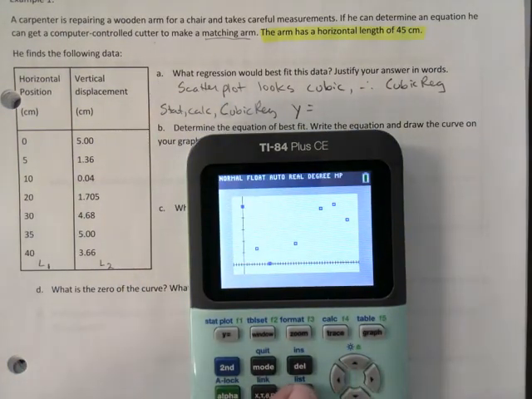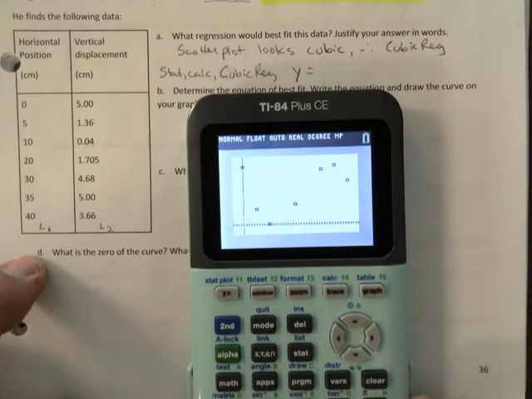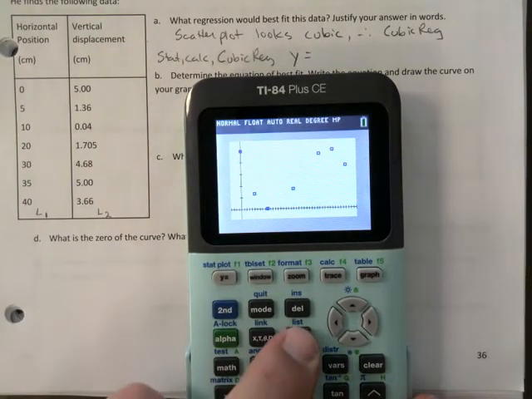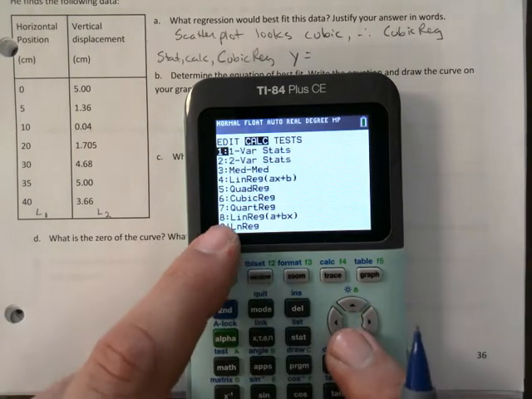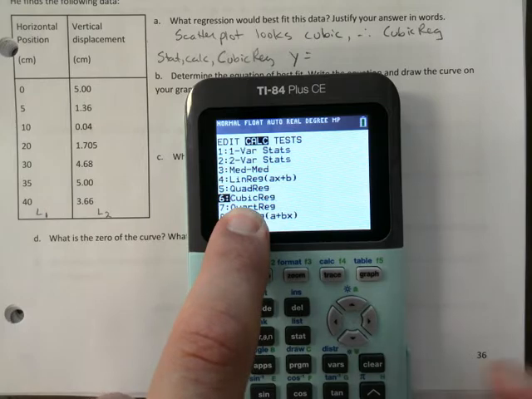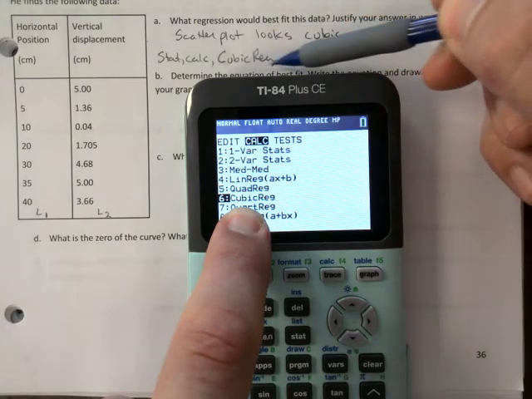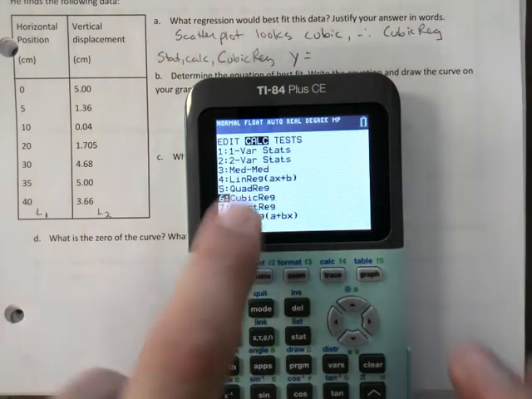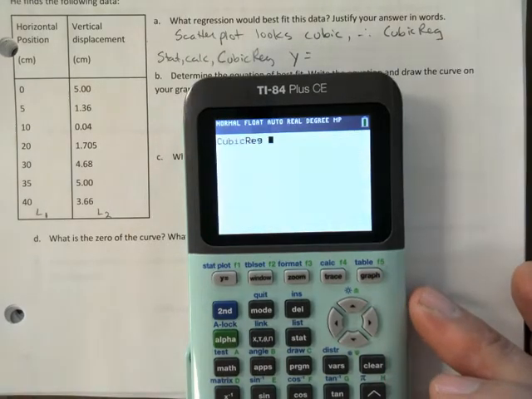So we perform a regression, we press stat again, calculate, and we're going to go all the way to number 6, cubic. Don't put down 4, 5, 6. Write down the regression that you're doing. That would be my preference, okay? And then you hit enter.